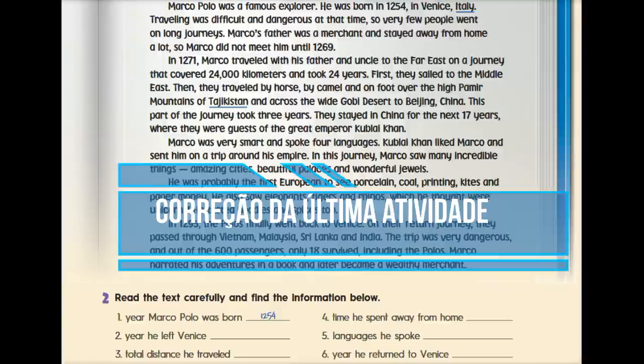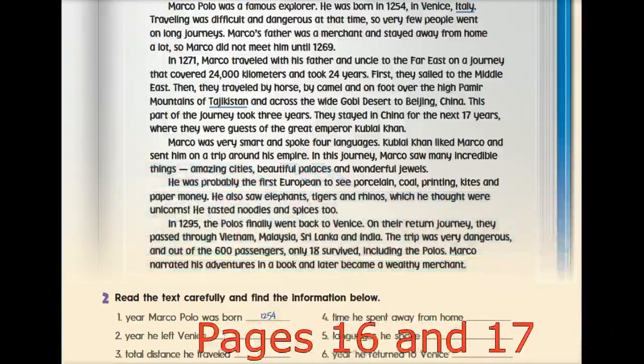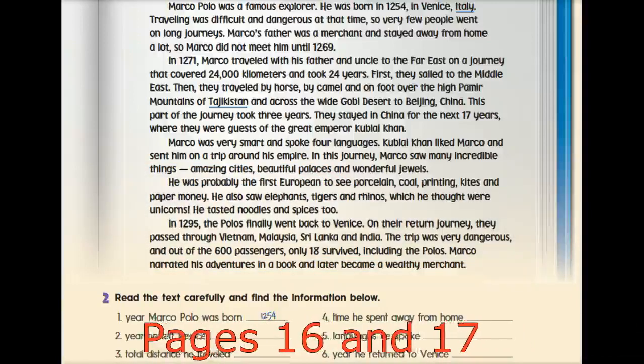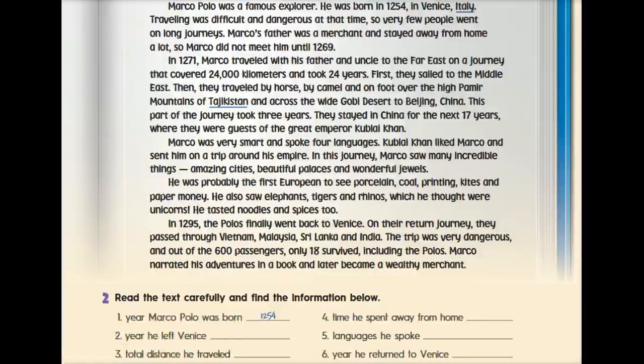Let's correct this activity from the last class. Number two, read the text carefully and find the information below. Number one is already done: the year Marco Polo was born. It's already here. It's 1254. So next one is number two.